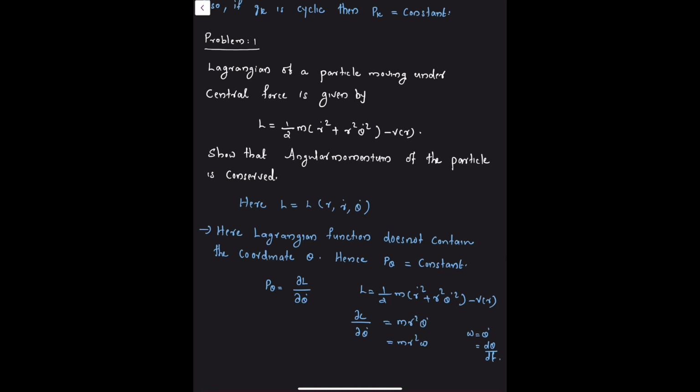In our Lagrangian, theta is absent. Therefore, we can say that p theta, which is dou L by dou theta dot, is constant, and that is m r square omega. What is m r square omega? It is nothing but the angular momentum, which is constant. p theta equal to constant means m r square omega is constant, that is, angular momentum is conserved.